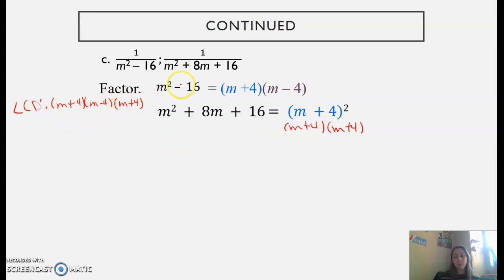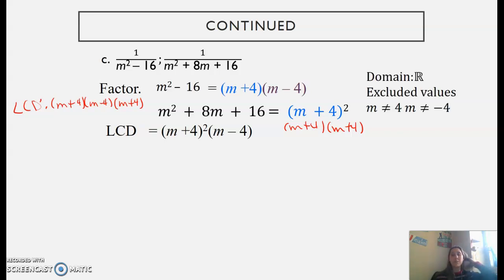So another way that you could write that is m plus 4 squared, because it's there twice, times m minus 4. And then we end up with the domain being all real numbers, and the excluded values are where m cannot equal 4 and m cannot equal negative 4.